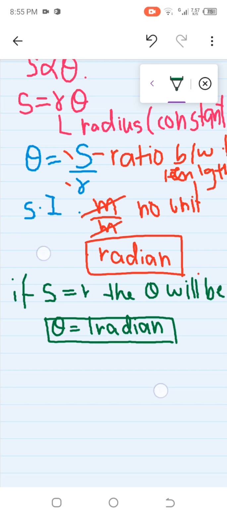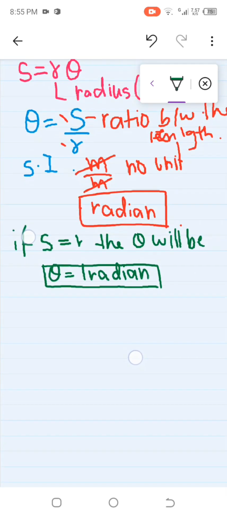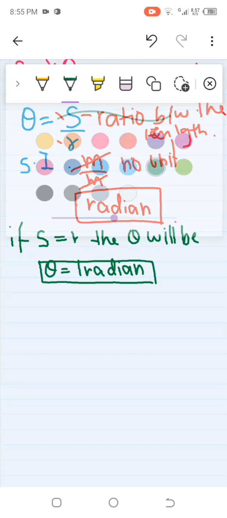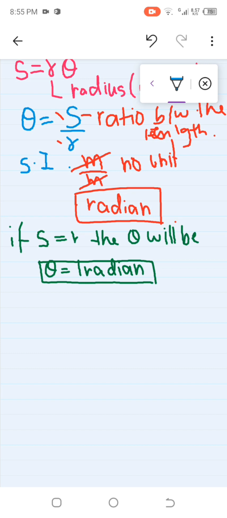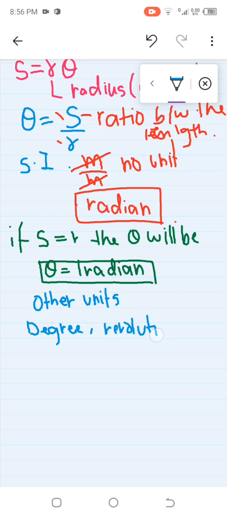Okay, and if I talk about other units of this angular displacement, these other units include degree and revolution. Okay, so yeah, the ratio between the radian and degree.